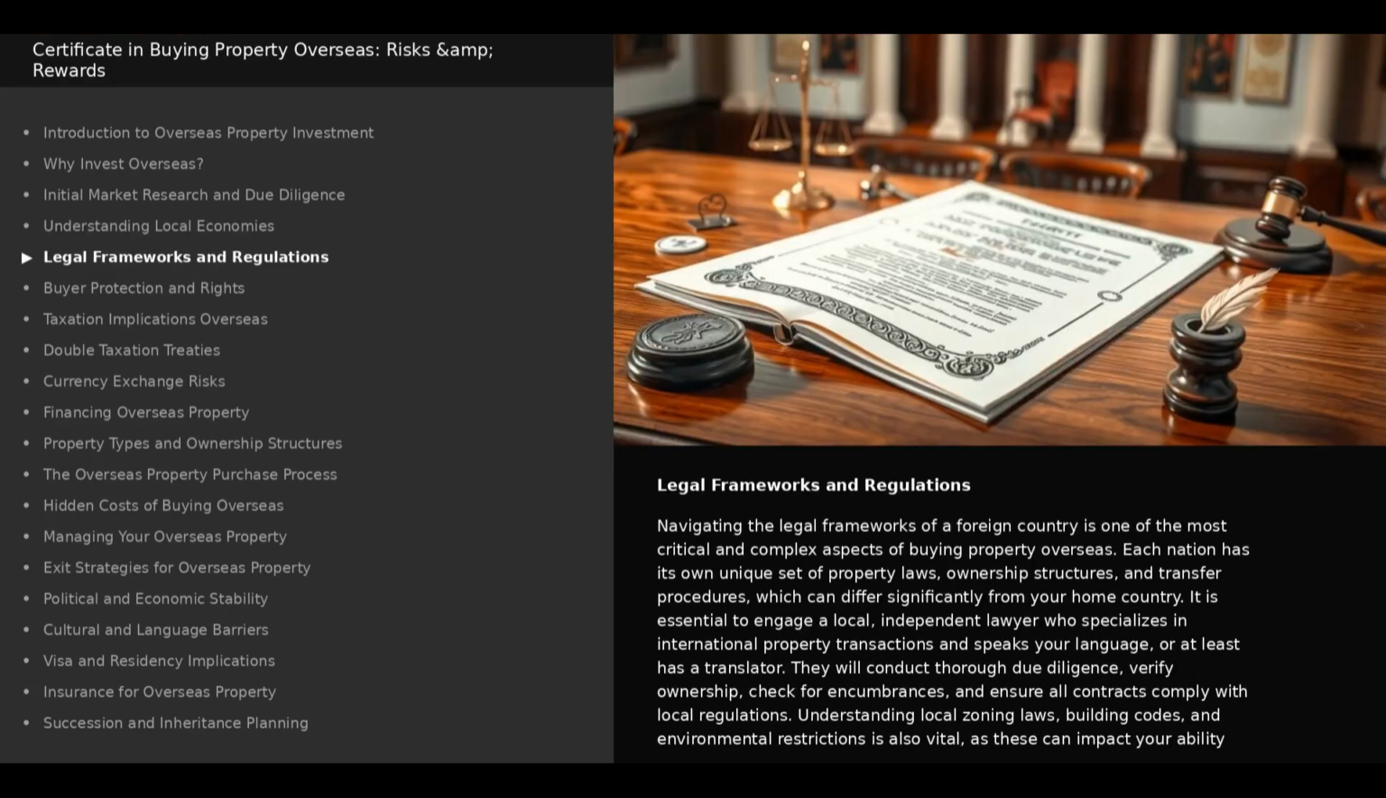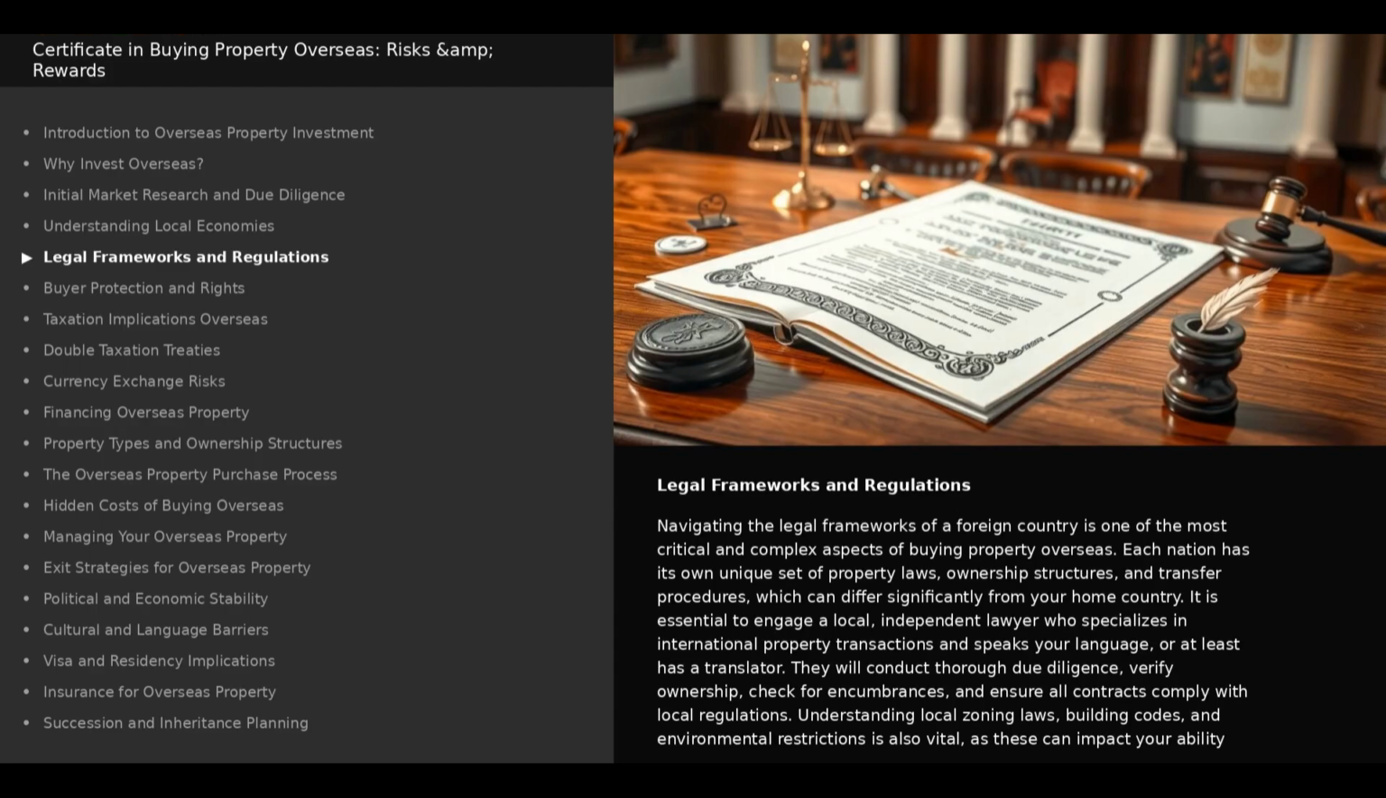Legal frameworks and regulations. Navigating the legal frameworks of a foreign country is one of the most critical and complex aspects of buying property overseas. Each nation has its own unique set of property laws, ownership structures, and transfer procedures, which can differ significantly from your home country. It is essential to engage a local, independent lawyer who specializes in international property transactions and speaks your language, or at least has a translator. They will conduct thorough due diligence, verify ownership, check for encumbrances, and ensure all contracts comply with local regulations.